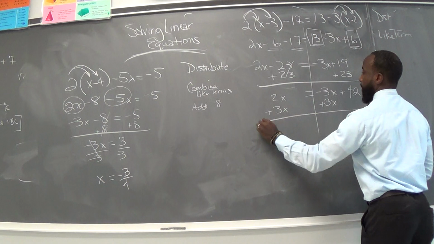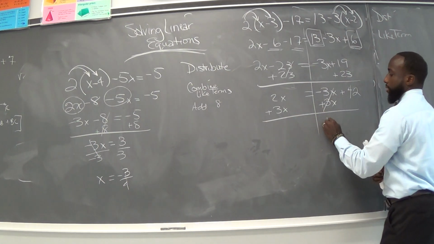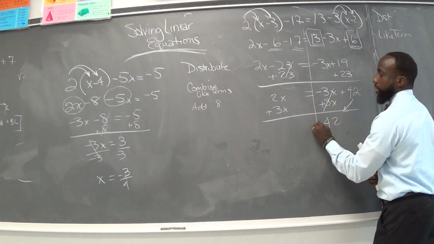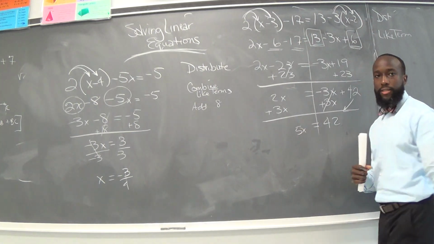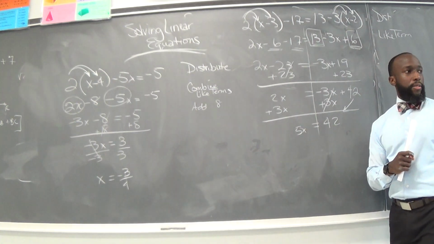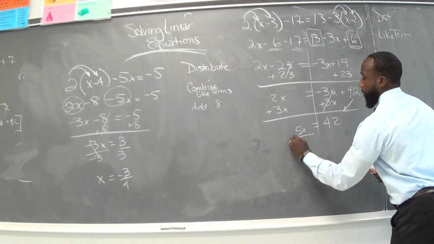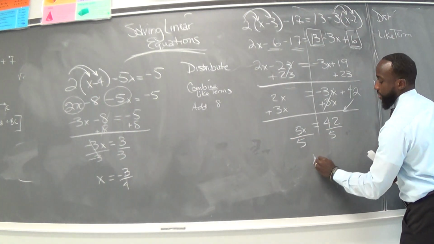That answers your question right there, Keith. Right? So you got 42. 42 comes down. 42 equals 5x. Right. So now we gotta get x by itself. Divide by 5. X equals.